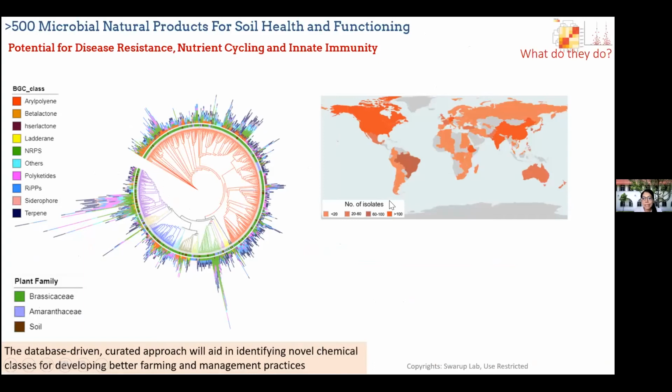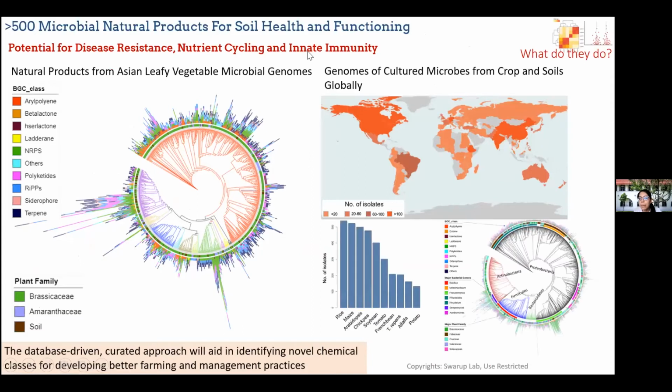So then next, what did we do? We tried to find out what these microbes can do, and how they compare with the microbes that we got globally, or from the databases that we had, which publish online repositories. What do we see from there? How do our microbes compare with theirs? We found more than 500 natural products in these microbiomes, which are responsible for ensuring soil health and also promoting soil functioning.